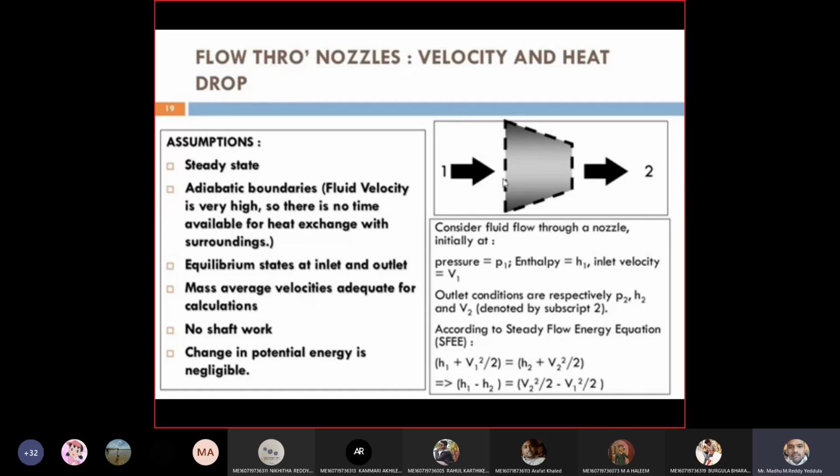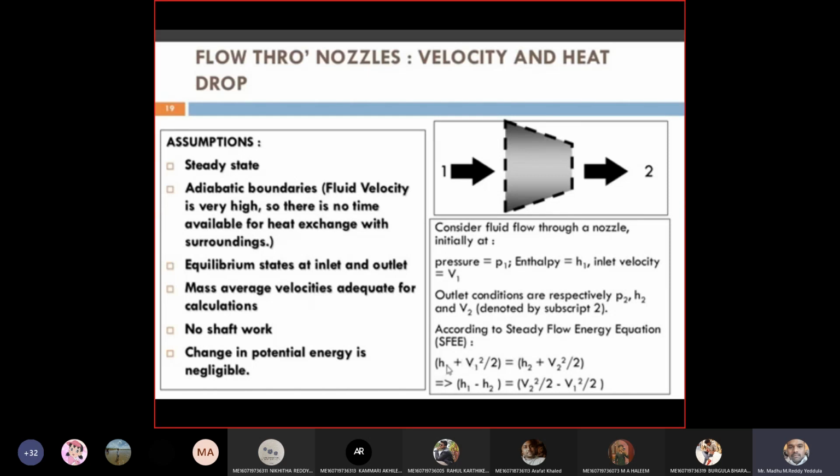From that steady flow energy equation, we are going to derive this. Let us assume the inlet condition is 1 and the outlet condition is 2. Let the pressure at inlet be P1, enthalpy H1, and inlet velocity V1. In the same way, at outlet we have P2, V2 and H2. According to the steady flow energy equation, enthalpy plus kinetic head plus heat supplied equals enthalpy plus kinetic head at outlet plus work done. In the absence of moving parts, work done is 0. When the nozzle is insulated, Q is also 0. That is why Q and W are eliminated.